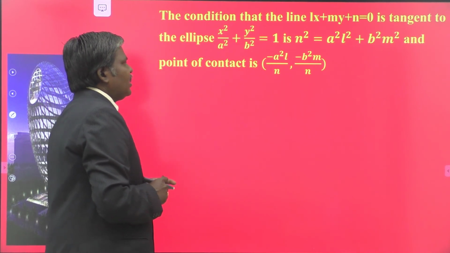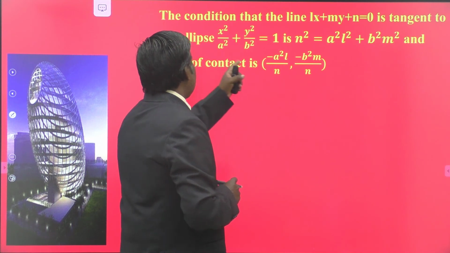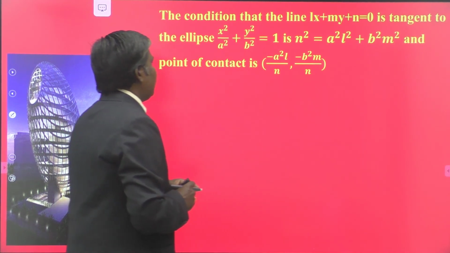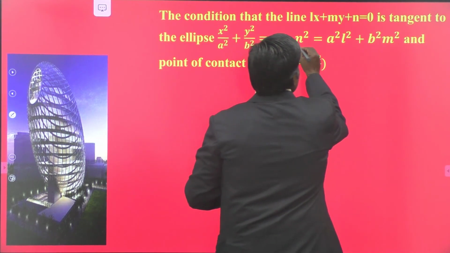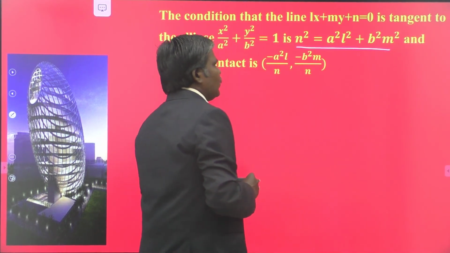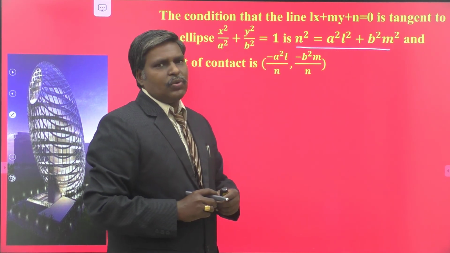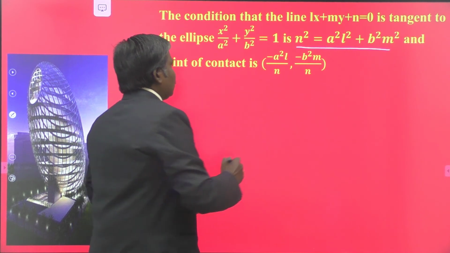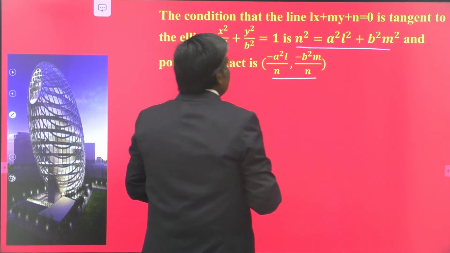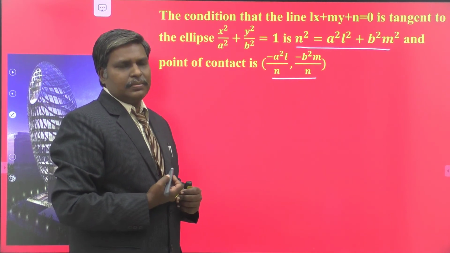The condition that the line Lx + my + n = 0 is tangent to the ellipse x²/a² + y²/b² = 1 is n² = a²l² + b²m². This is the condition, and the point of contact is (-a²l/n, -b²m/n).